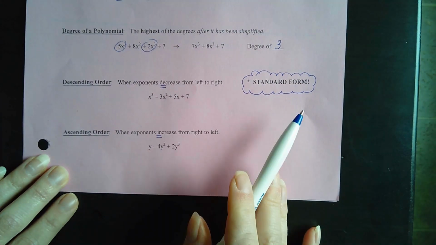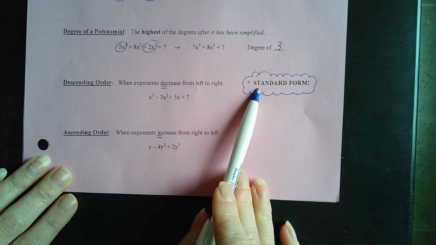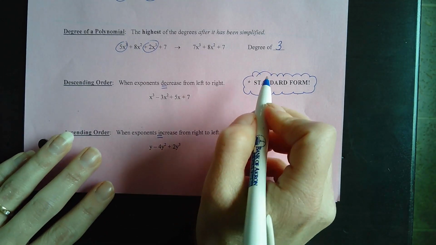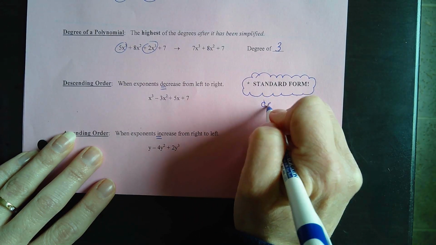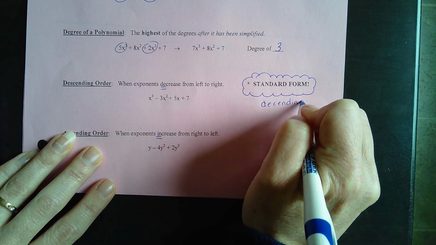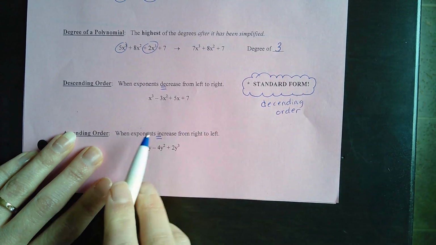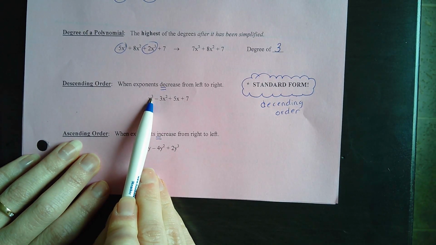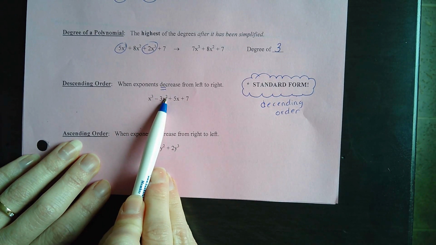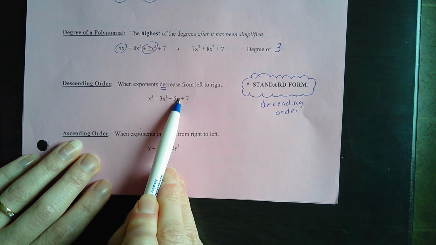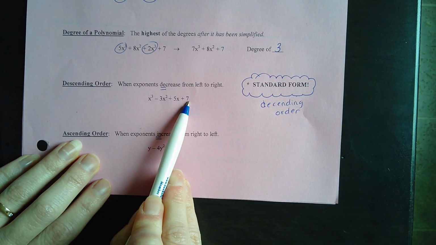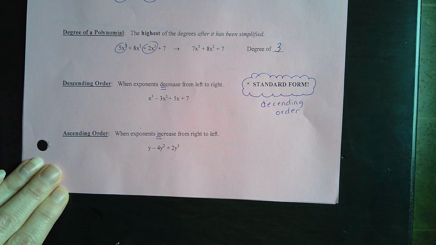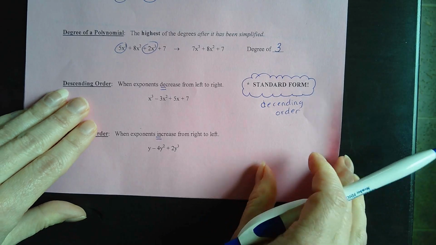The state likes to ask you a lot to put the polynomial in standard form. So when they ask you that, remember that is descending order, going from left to right, or decreasing the exponents going from left to right, starting with the exponent of 3, going to the exponent of 2, going to the exponent of 1, and technically going to the exponent of 0. And there's the ascending order, increasing exponents as we go from left to right.